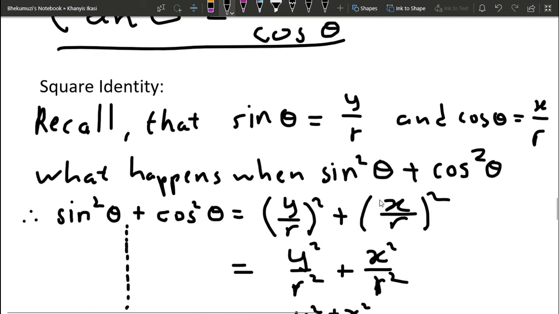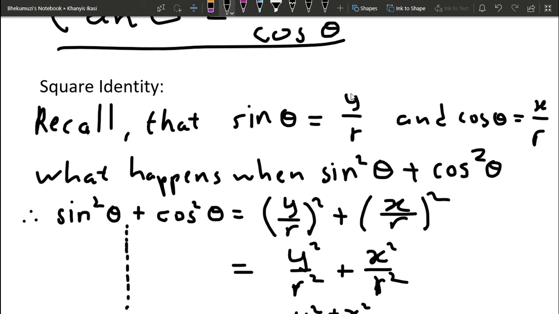And then we have the most important of these identities, which you need to know from this point onwards, because you're going to be exposed to this identity many times. Okay, so recall that sine theta is equal to y over r and cos theta is equal to x over r, right? And what happens when we have sine to the power 2 theta plus cos to the power 2 theta? So what happens when we have sine squared theta and we add it with cos squared theta, and what happens basically? So let's see what happens.